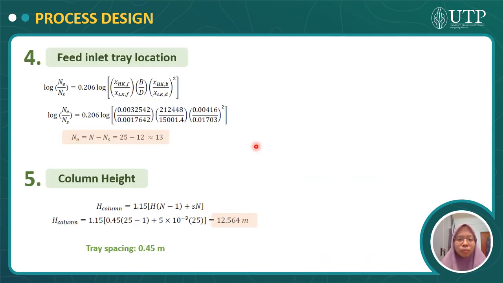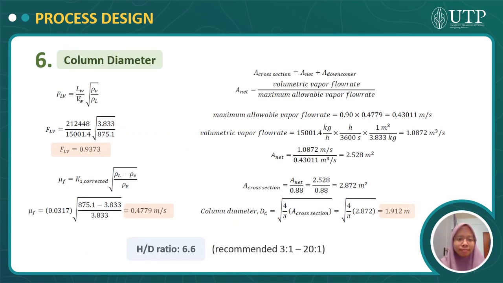After we know the total number of trays, we need to determine the inlet tray location. Using this formula, the feed will be at tray number 13 from the top. Next, tray spacing is selected to be 0.45. An extra 15% of total height is allocated for disengaging space and sump. With that, column height is determined to be 12.564 meters.